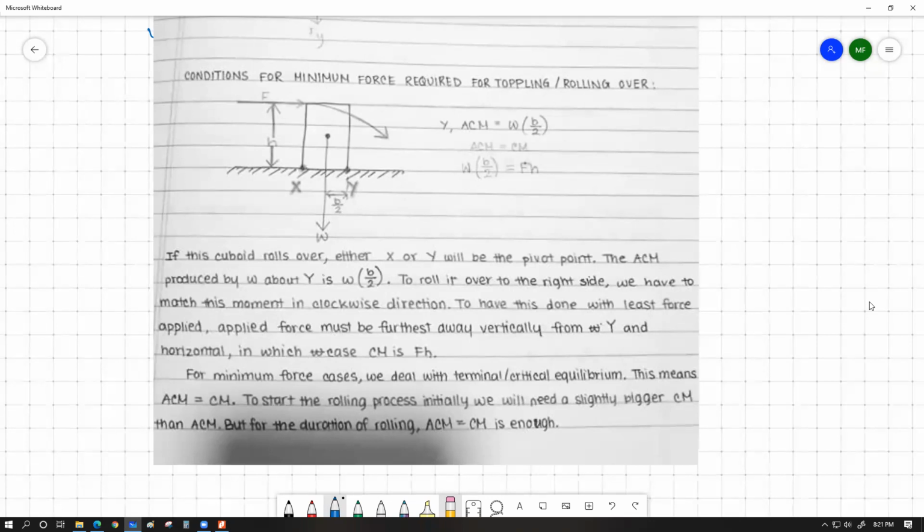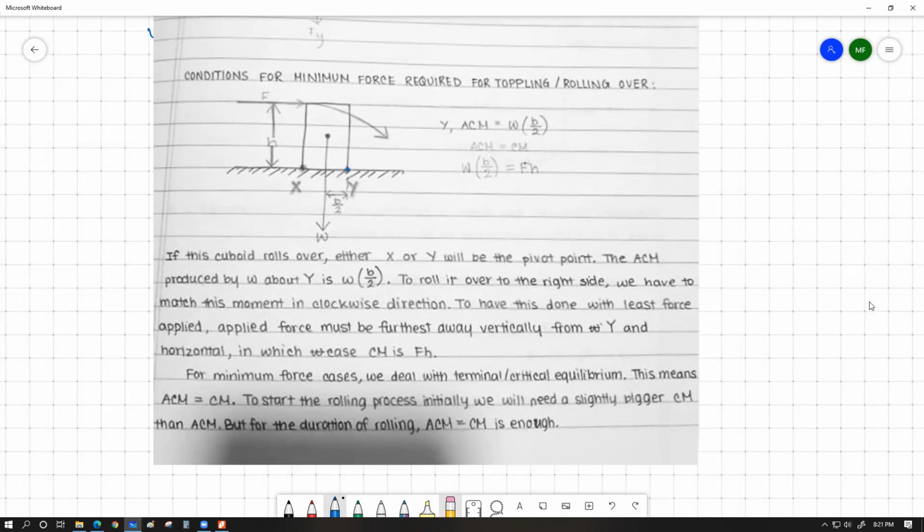This is a rectangular object which is now resting on this surface. There is enough friction that whenever we apply force from the left side, this object is not going to slide, it's rather going to flip over. So first of all, whenever we push on this side, this force is going to produce a clockwise moment about this pivot point. This is going to be the pivot point for the rolling action.